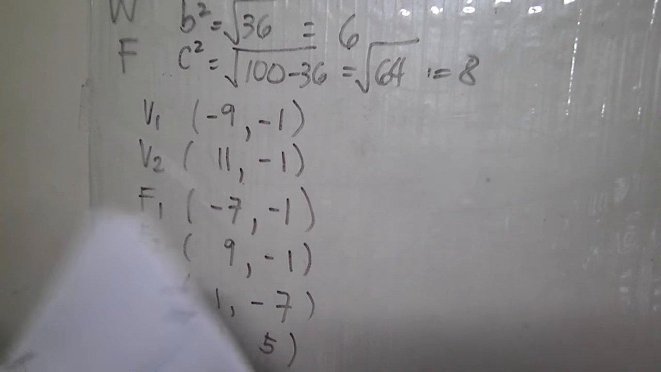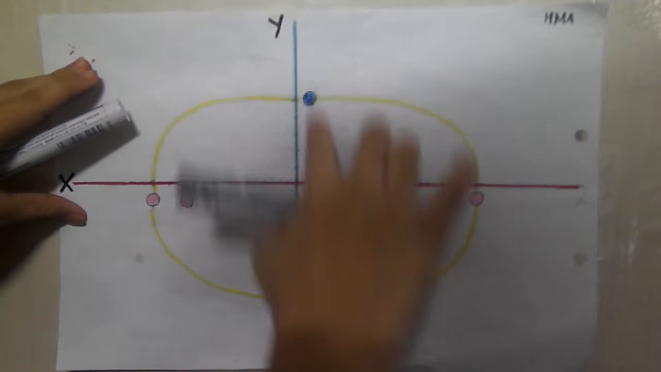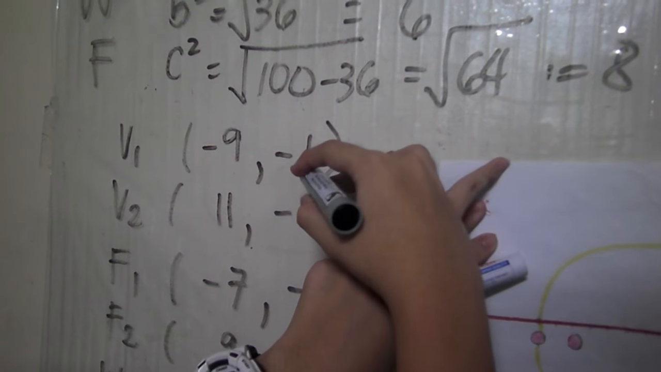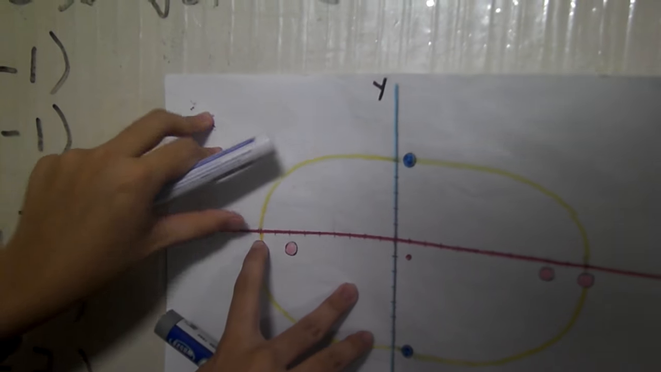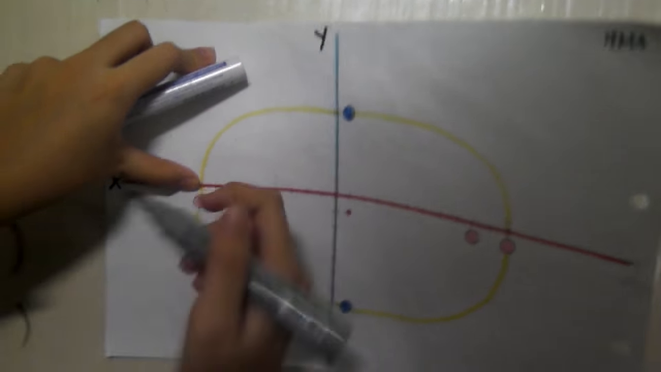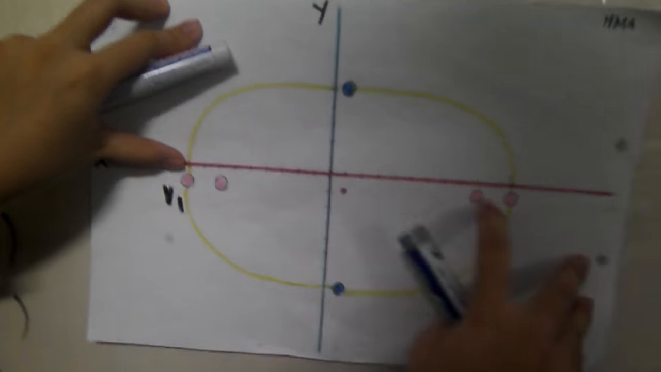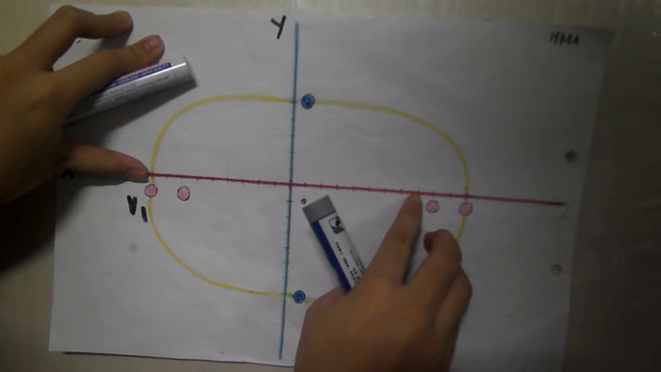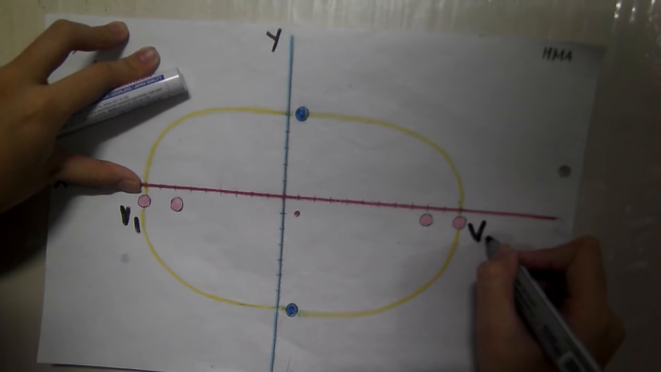If we're going to graph this equation, this is the x and y. Vertex 1 is negative 9, negative 1. So 1, 2, 3, 4, 5, 6, 7, 8, 9, then negative 1. Here we go, the vertex 1. Vertex 2 is positive 11, negative 1. 1, 2, 3, 4, 5, 6, 7, 8, 9, 10, 11, and negative 1. Here we go, this is our vertex 2.